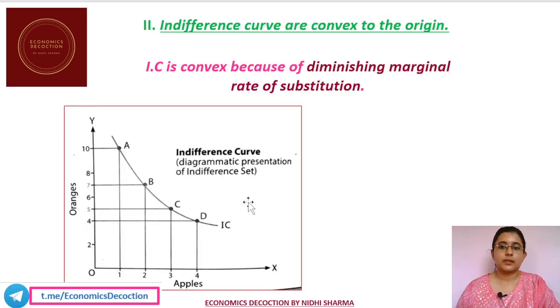The indifference curves are convex to the origin. IC is convex because of diminishing marginal rate of substitution. Yes, learners, please remember this very clearly in your mind that the IC, that means indifference curve, is convex, and the main reason for this convexity is the application of the diminishing marginal rate of substitution. Okay? As we move towards the rightward side of the indifference curve, the MRS, or the marginal rate of substitution, goes on diminishing, and this gives us a convex shape of the indifference curve.